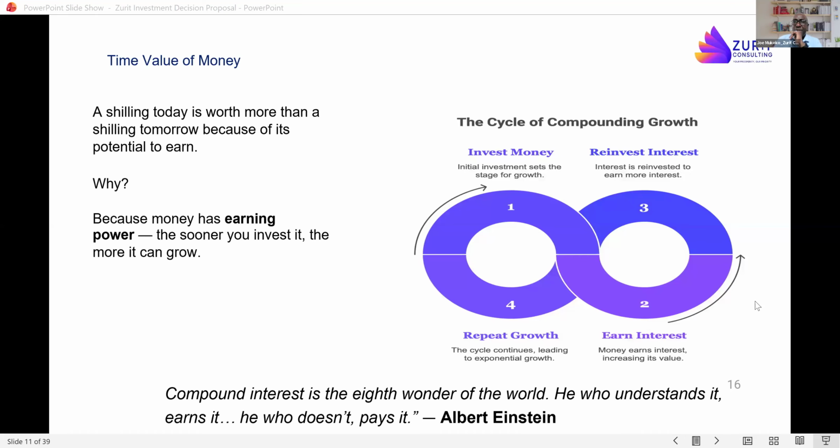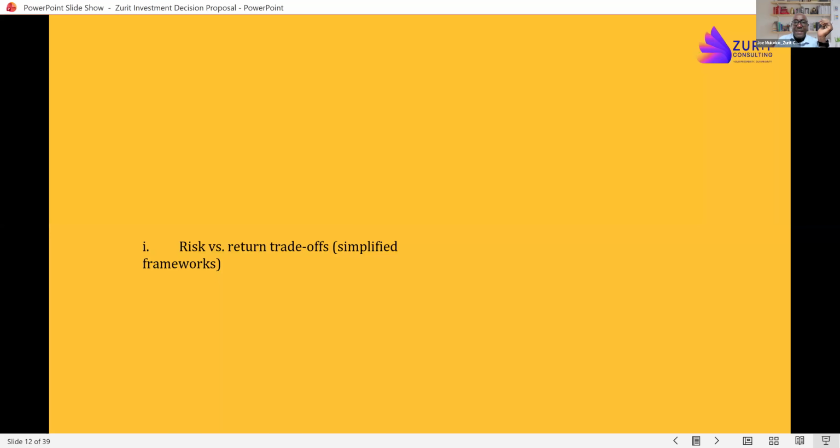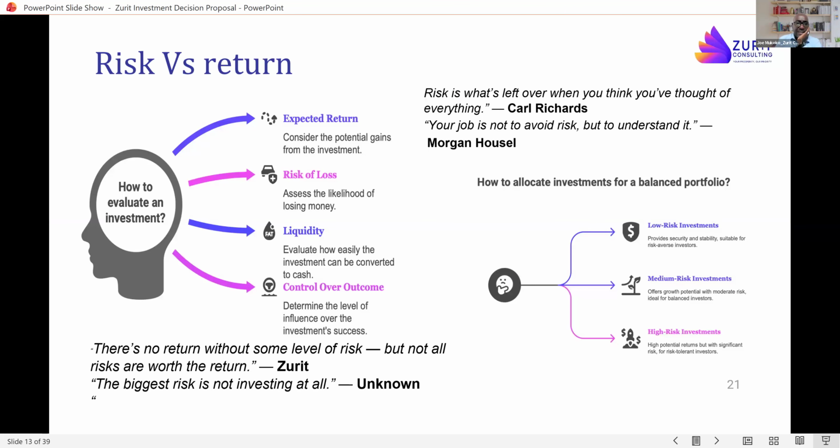But how do we get to invest this money if we are being told we have to be careful, we have to be patient, we have to be consistent? Ladies and gentlemen, there is a formula to it. Now, remember everything we do is risk. There's risk involved, but the risk has return.